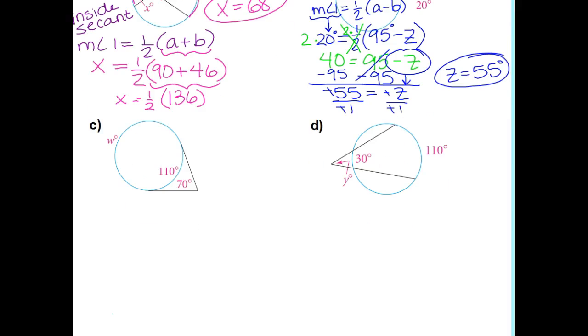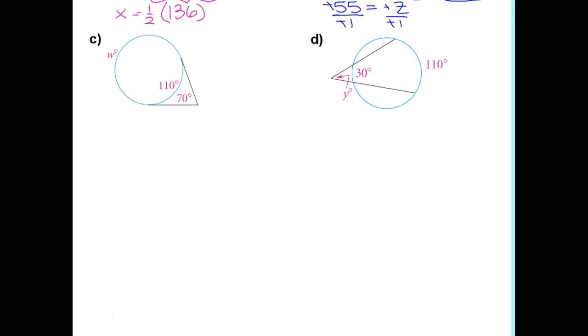All right, on these last two, both of these are also outside secants. So we're going to set up our formula again, 1/2 a minus b. Again, start with the outside and work your way towards the angle. So w we can see is an arc, and it's the bigger because it's the outside. So we're going to put that where a is. 110 is the other arc, it's the small one, so we're going to put that where B is. And then 70 is the angle.